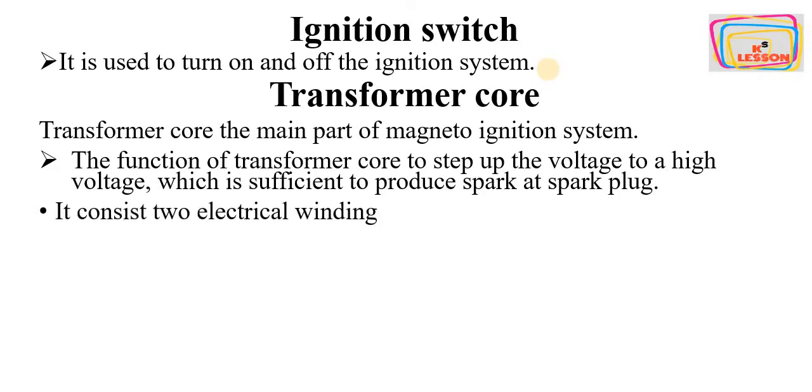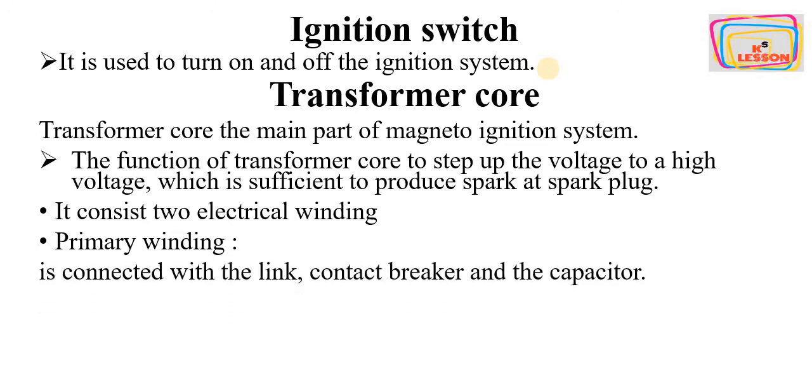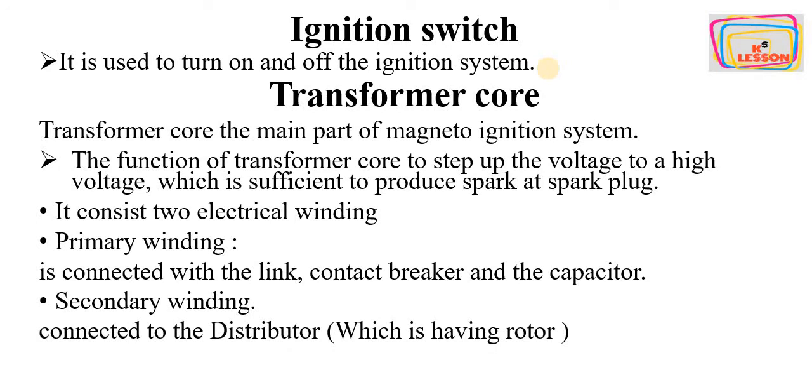And it consists of two electrical windings. The first is primary winding and is connected with the link to contact breaker and capacitor, as we have seen in the picture, and the secondary winding, which is connected to the distributor, which is having a rotor to distribute the spark as per the requirement of the firing order.